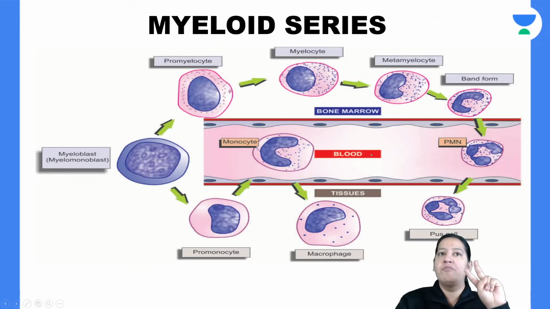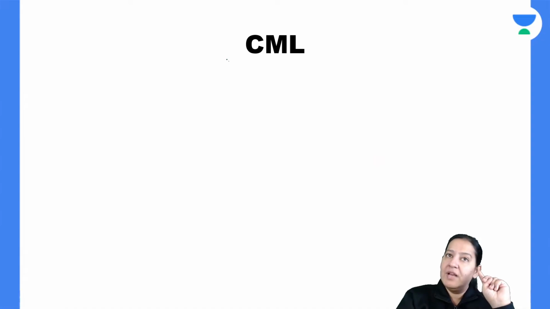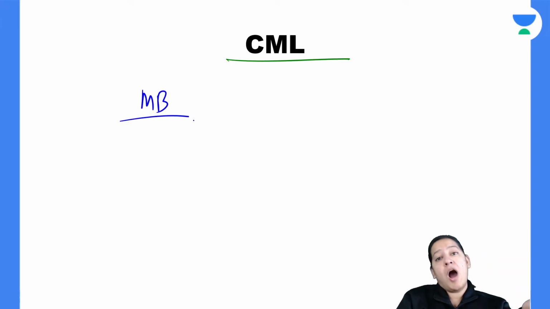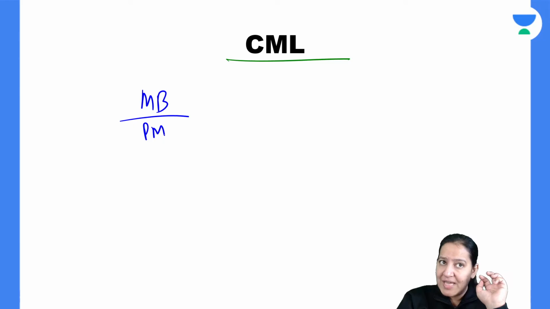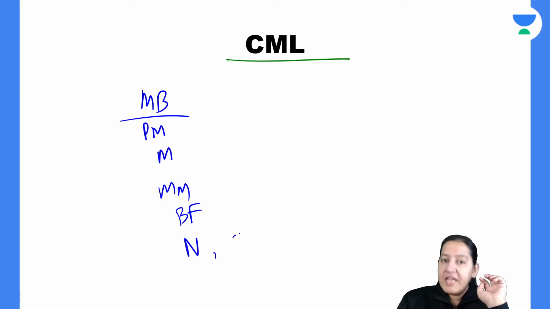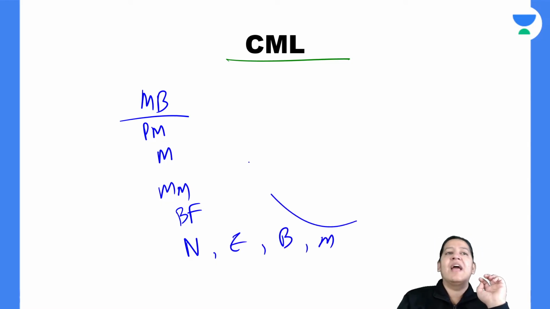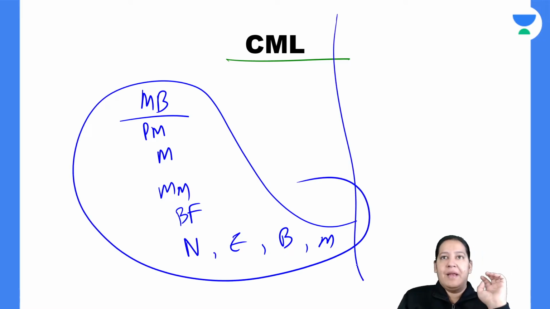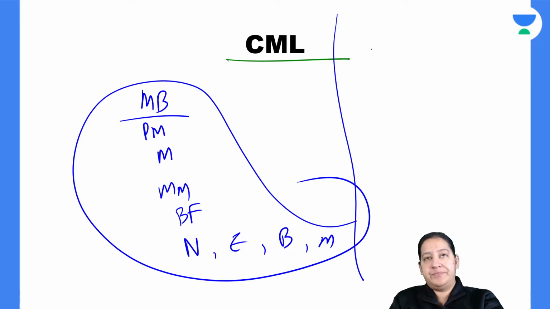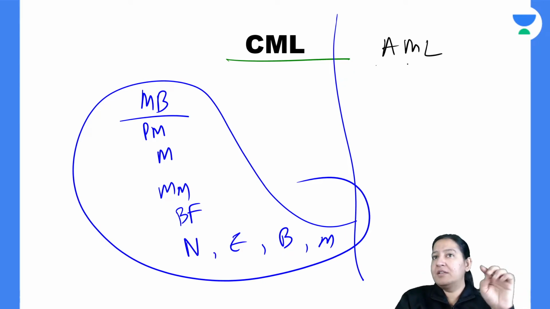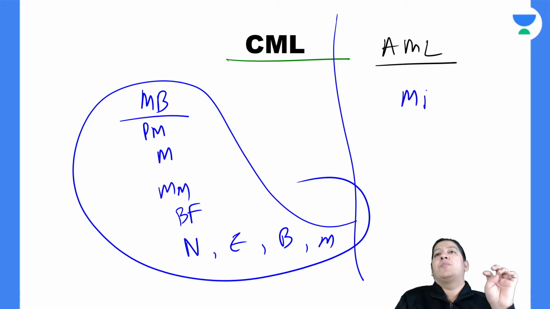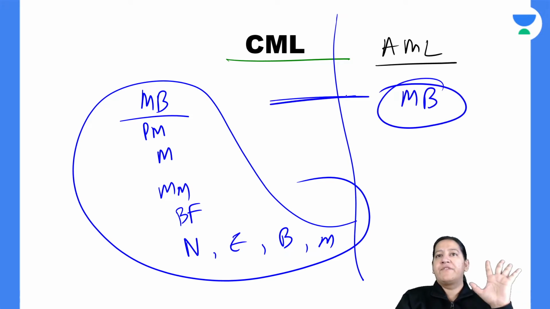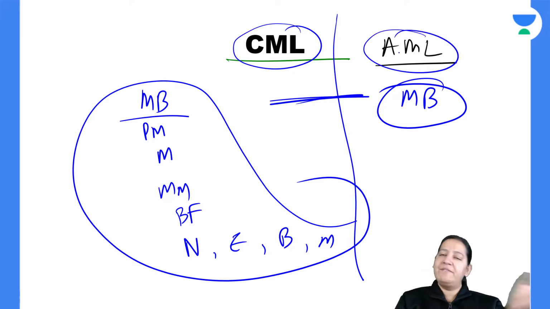So I will show you the diagram of both of them, right? In CML, you will get all. All, by all, I mean starting from myeloblast. Myeloblast will of course be there, but after myeloblast, you will have promyelocyte, myelocyte, metamyelocyte, band form, neutrophil, eosinophil, basophil, monocyte. You will get everything in blood. That is CML. And if you talk about AML, the other myeloid leukemia, here you will get only myeloblast. So see the crystal clear difference between them. Let me show you the images of both of them, and then we will move on to questions.